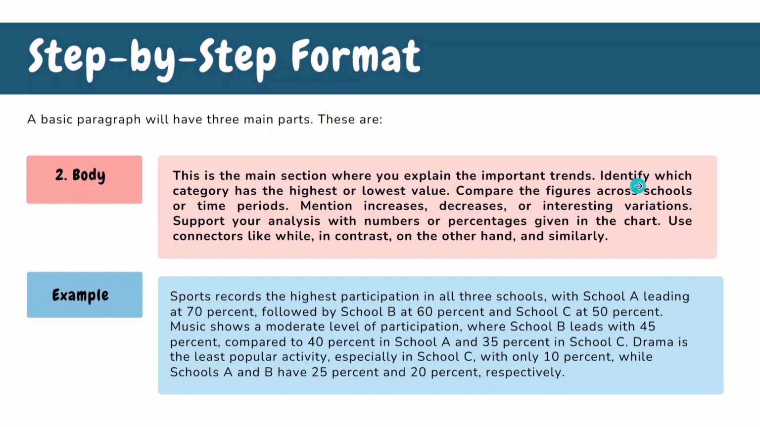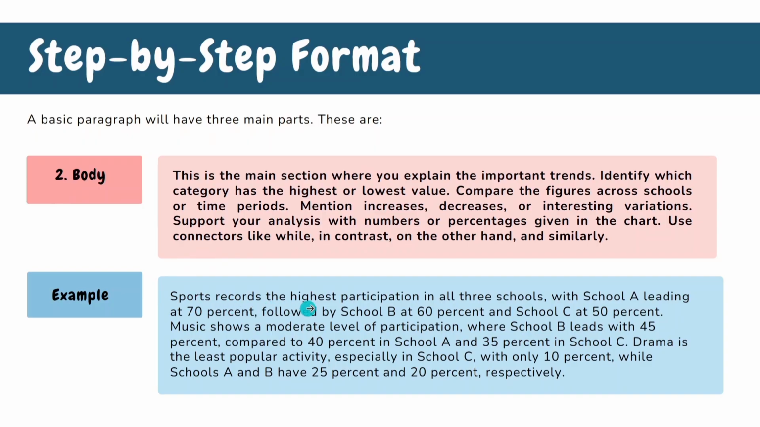That is called trend. So identify which category has the highest or the lowest value and compare the figures across schools or time periods. Mention increases, decreases, and interesting variations. And support your analysis with numbers or percentages given in the chart. Use connectors like while, in contrast, on the other hand, and similarly. Now look at the example.